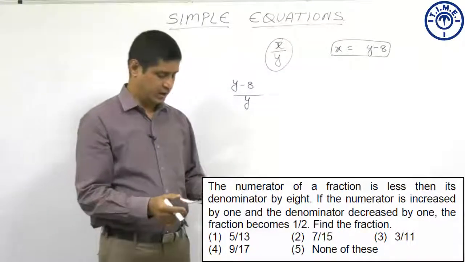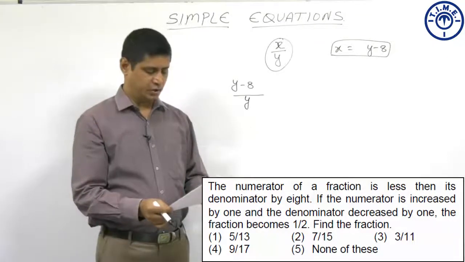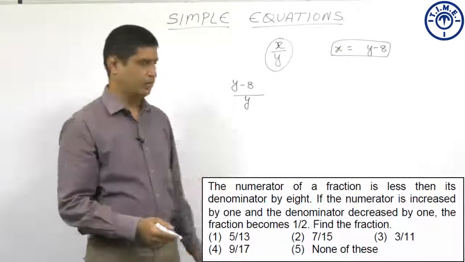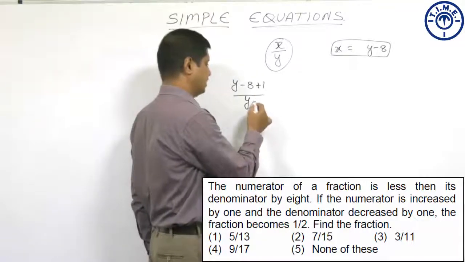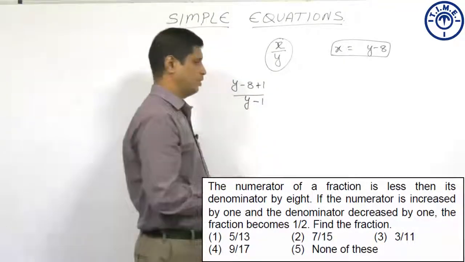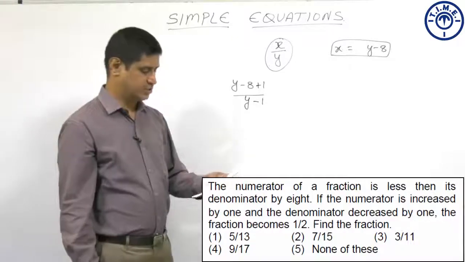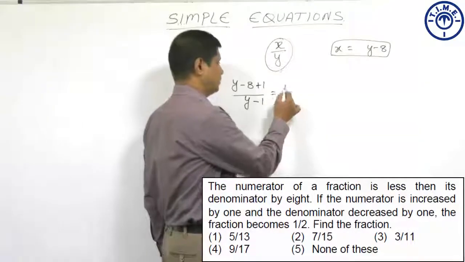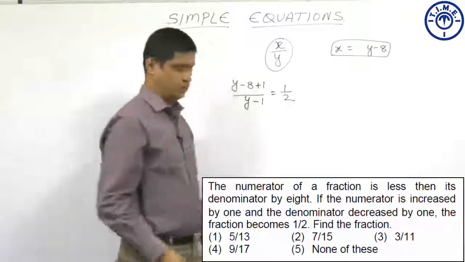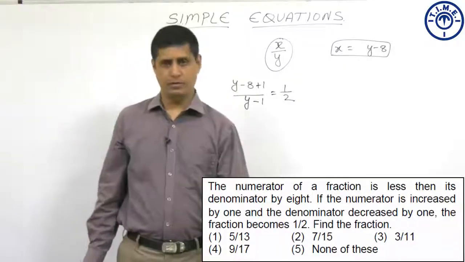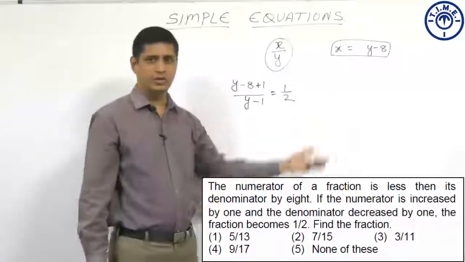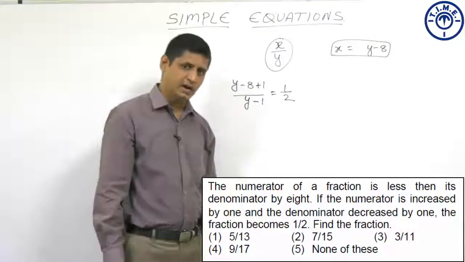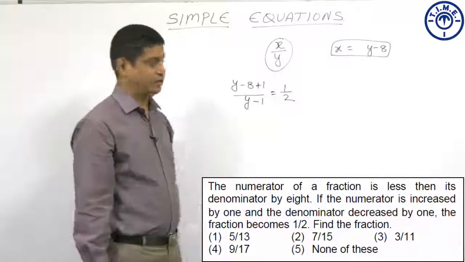Now, what to add here? The numerator is increased by 1, the denominator decreased by 1. Add 1 on the numerator side and subtract 1 from the denominator. The result is 1 by 2. Solving this, we get the value of y. Using that value of y, we can find x. Now, when you substitute the values of x and y, it results in the fraction value.